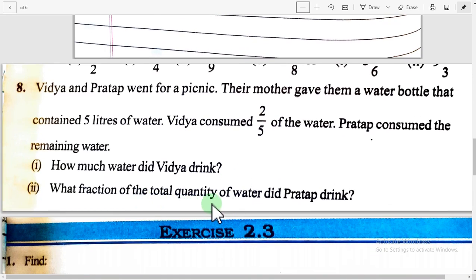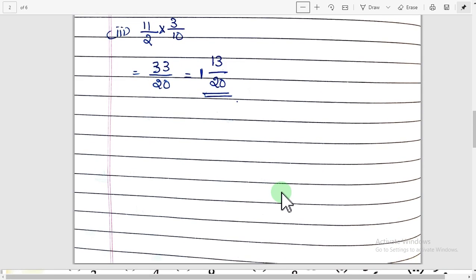What fraction of the total quantity of water did Pratap drink? How did we answer the last question? Similarly here, you have to find what fraction of the total quantity. First of all, find the quantity of water consumed by Pratap. 2 liters were consumed by Vidya, which means 5 minus 2, 3 liters were consumed by Pratap. So 3/5 is the fraction of the total quantity of water Pratap drank. Do this sum as homework.